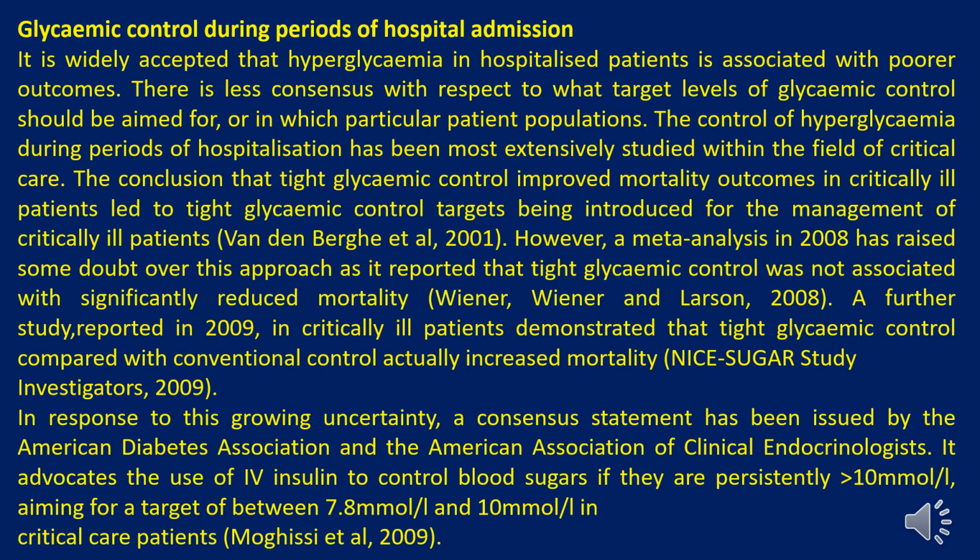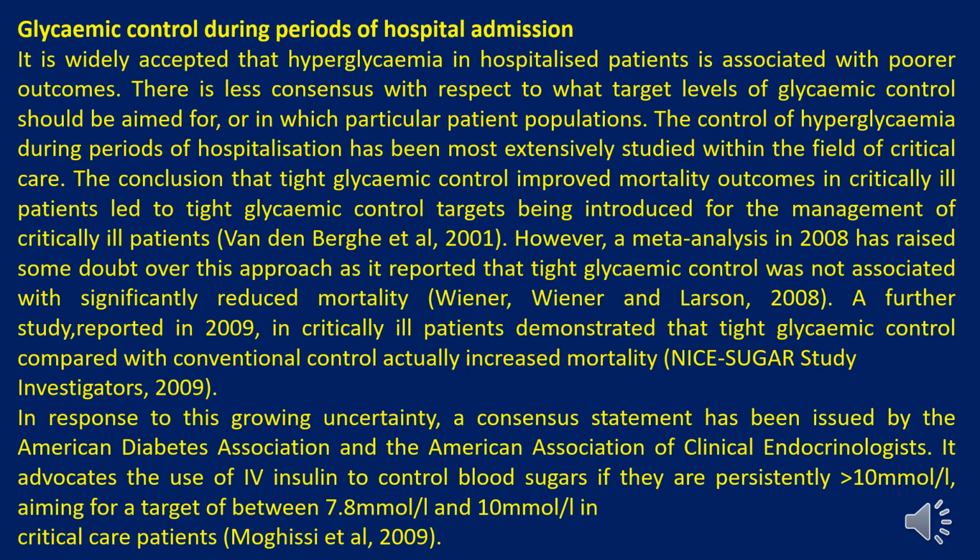There is less consensus with respect to what target levels of glycemic control should be aimed for, or in which particular patient populations. The control of hyperglycemia during periods of hospitalization has been most extensively studied within the field of critical care. The conclusion that tight glycemic control improved mortality outcomes in critically ill patients led to tight glycemic control targets being introduced for the management of critically ill patients, as published by Van den Berghe and colleagues in 2001.